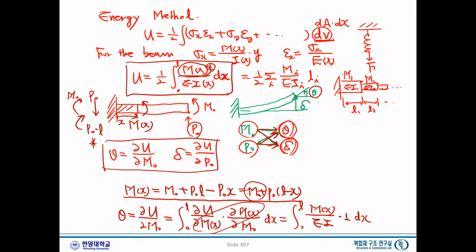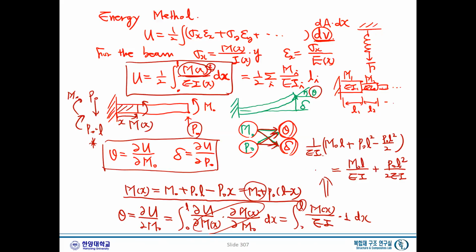And as you can see here, the moment M(x), I'll write down here, M0 derivative, we just do integrations, and plus P0 L square, minus half P0 L square, and divide by the EI. Right, I did the integrations. So we can see here M0 L over EI plus half P0 L square over EI. That is the theta due to M0 and due to P0.